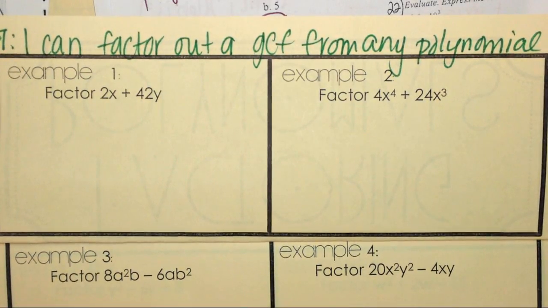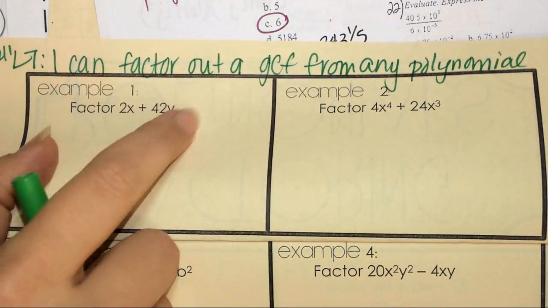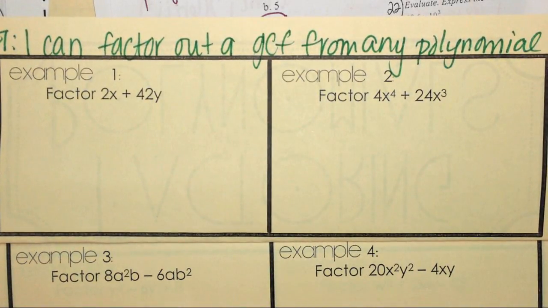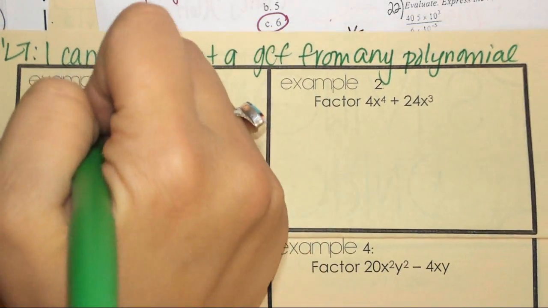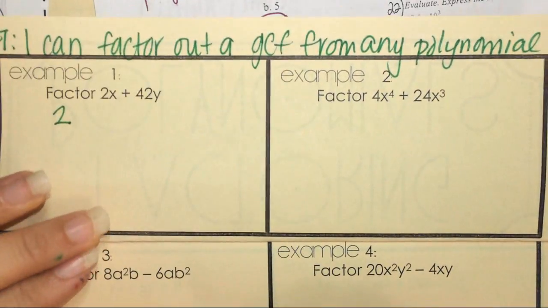Now, factoring means division. So you have to find the greatest common factor, which means the biggest number that goes into both of your terms that you have. So in example 1, let's look at it. What is the biggest number that divides into both 2 and 42? 2. It is 2. Good job. Both of you take a point. So you're going to write this 2 down.